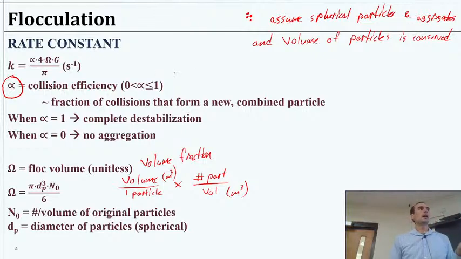So our K, if we take a look at the units, this guy has no units. It's a fraction. What fraction of the time do the particles stick together? 4 is just a number. Pi is just a number. Omega is also just a fraction. What fraction of volume? Volume fraction. And so G is the only thing that gives our K here a unit, and that unit is per second. So overall, our reaction rate constant is in per second units. And that kind of tells us this is a first order reaction, if we did not already know.